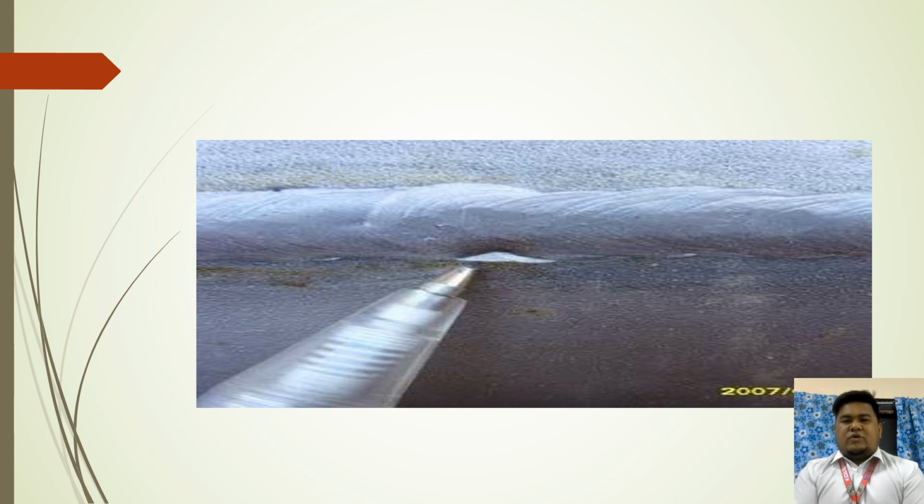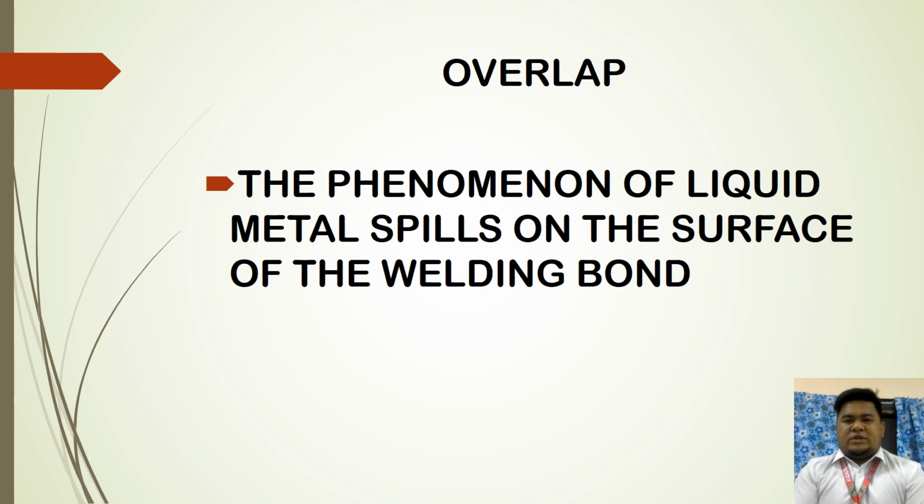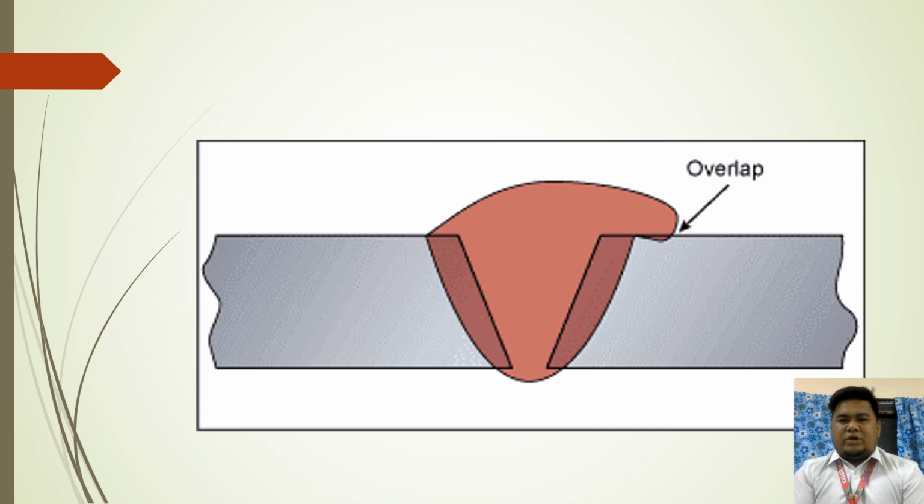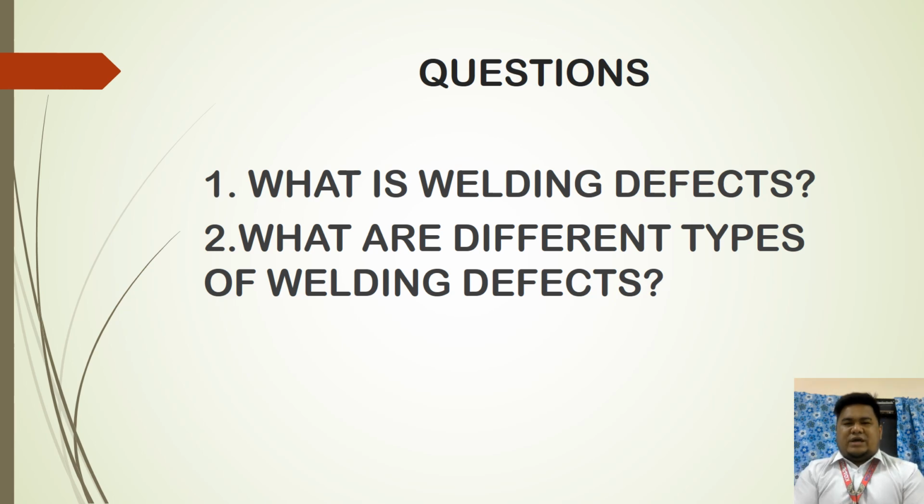Another welding defect is overlap. Overlap is the phenomenon of liquid metal spilling on the surface of the welding band. These are examples of our overlap weld defects. So those are the weld defects.